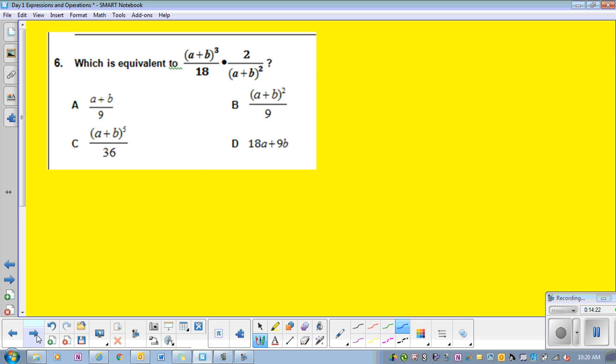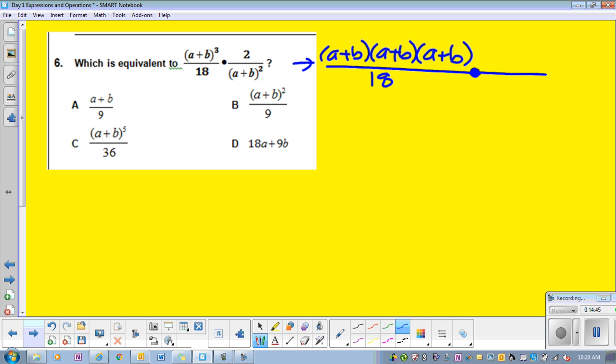A plus B cubed basically means A plus B times A plus B, 3 of those, all over 18, times 2 over how many A plus B's? 2 of them. Then you can cross out 2 of them, 2 over 2 of those. So it's just A plus B.